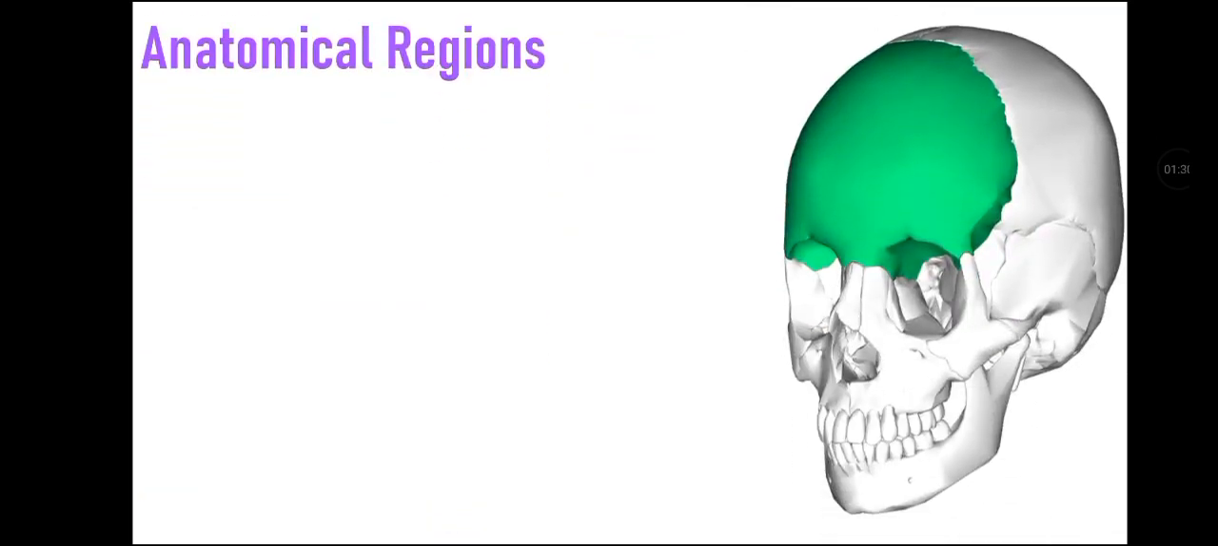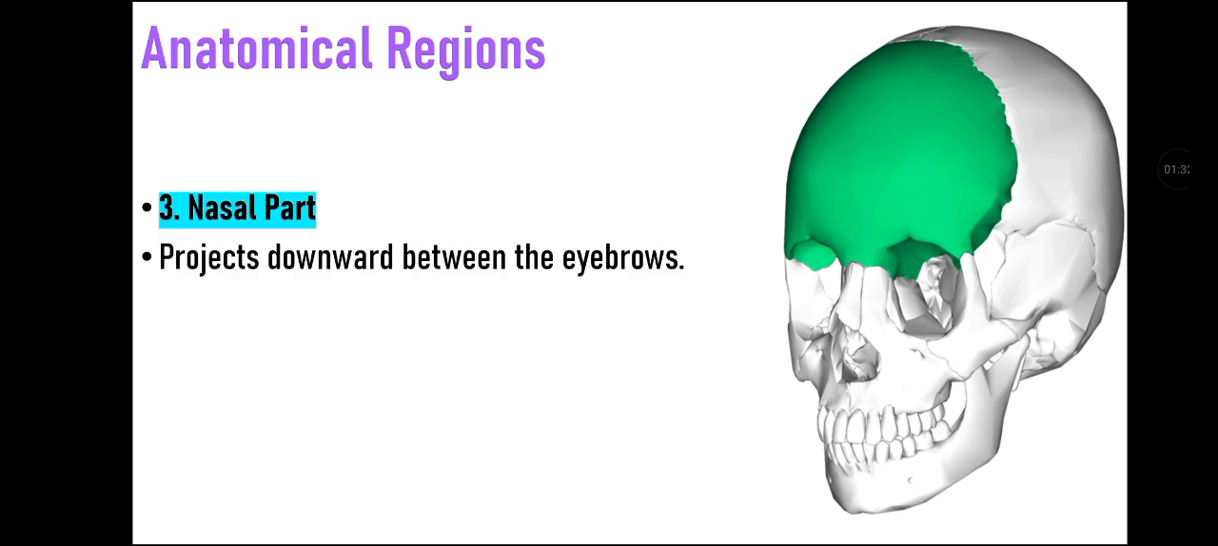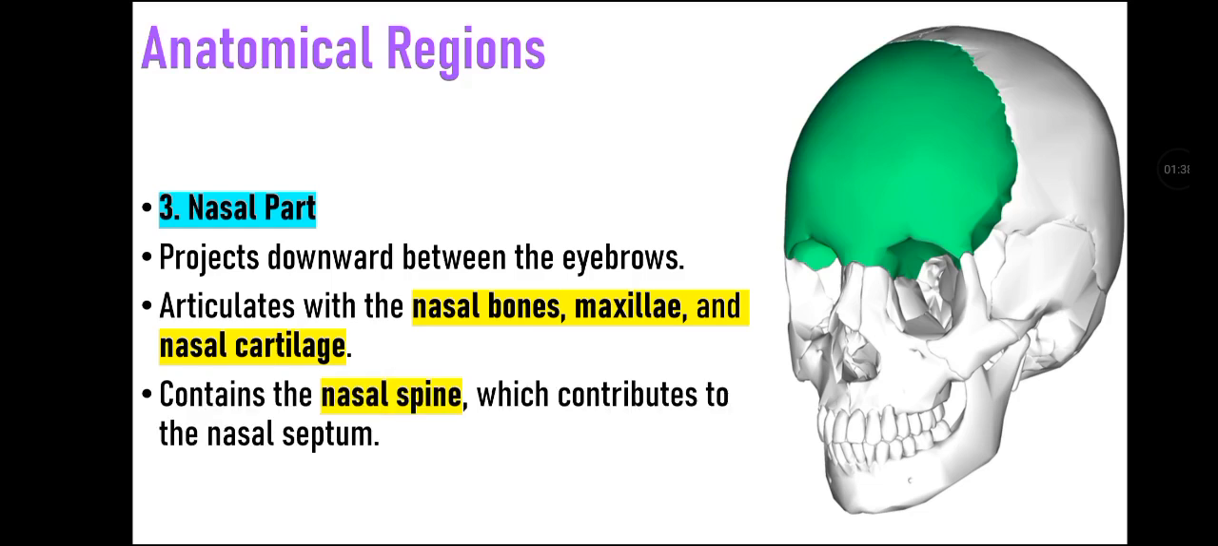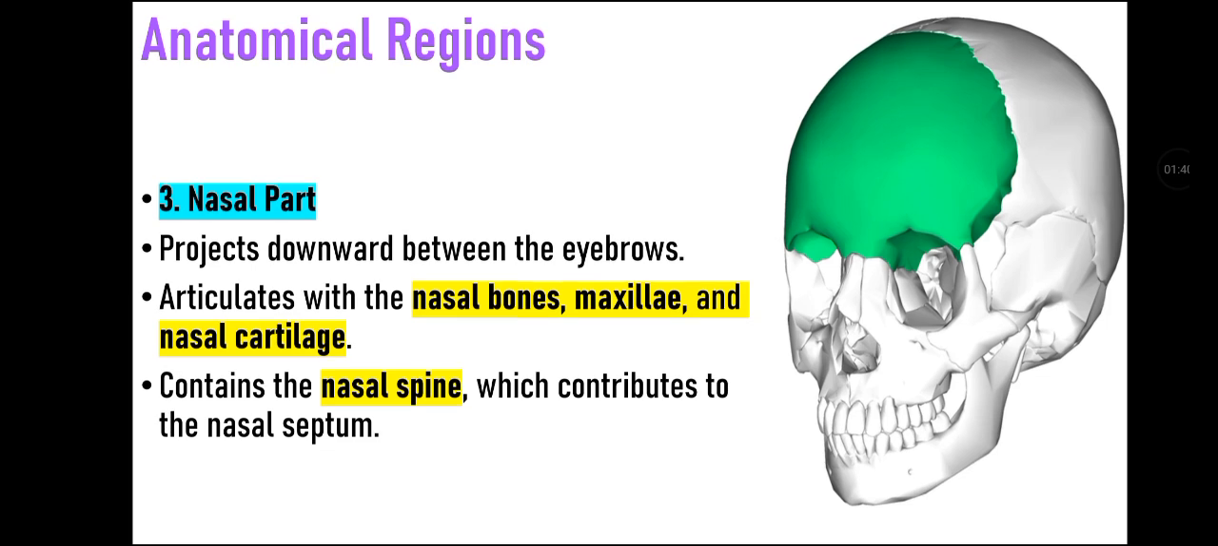Next anatomical region we have is the nasal part. It projects downward between the eyebrows. It articulates with the nasal bone, maxilla, and nasal cartilage. It contains the nasal spine which contributes to the nasal septum.